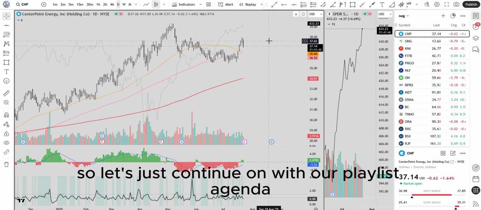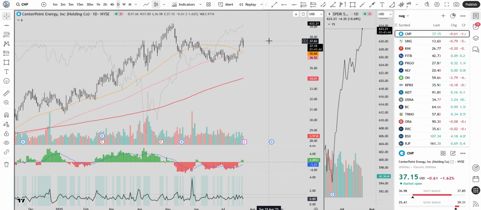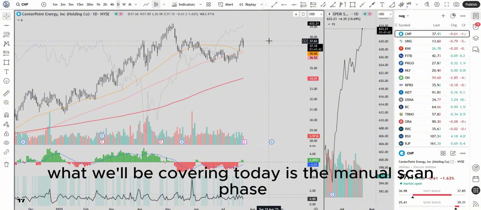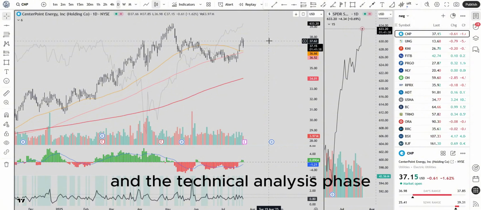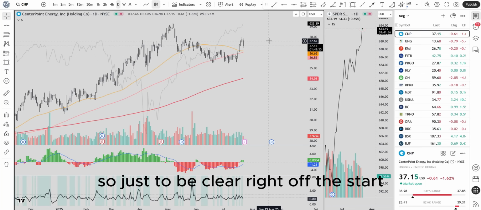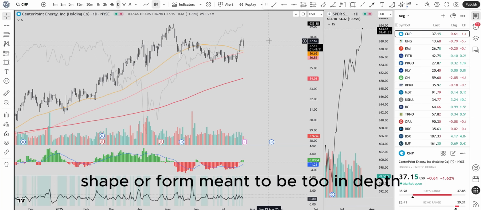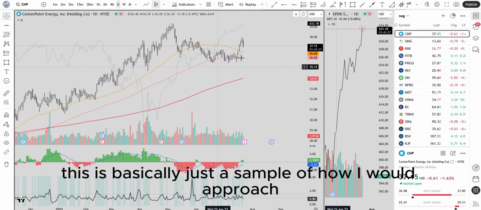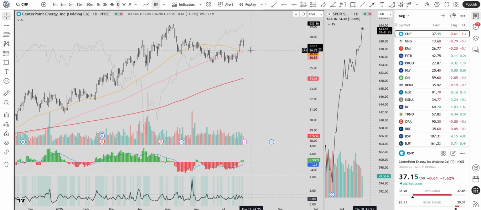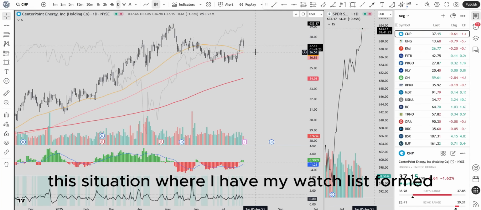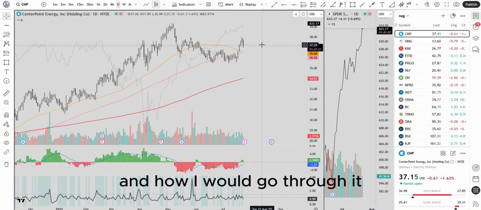So let's just continue on with our playlist agenda. Basically, what we'll be covering today is the manual scan phase and the technical analysis phase. Just to be clear right off the start, this is in no way, shape, or form meant to be too in-depth. This is basically just a sample of how I would approach this situation where I have my watch list formed and how I would go through it.